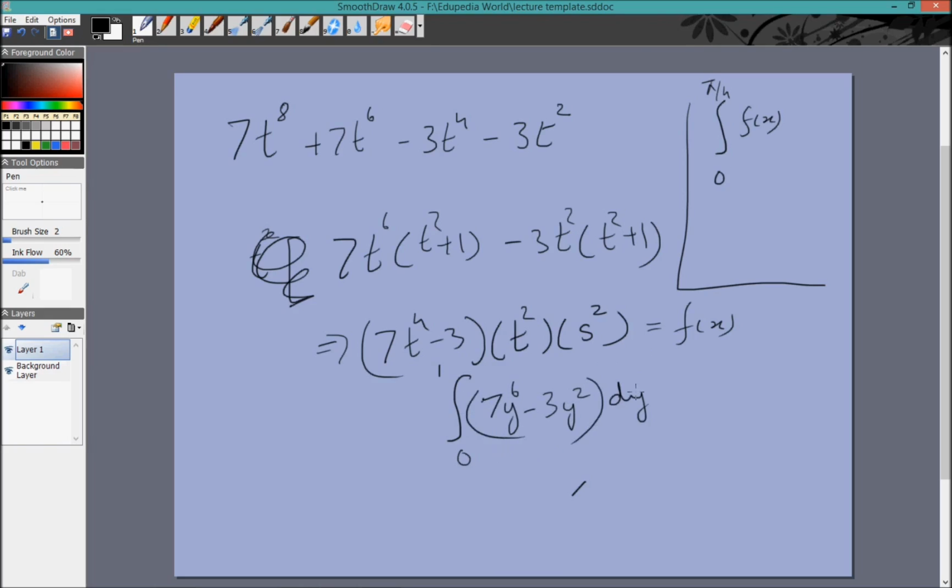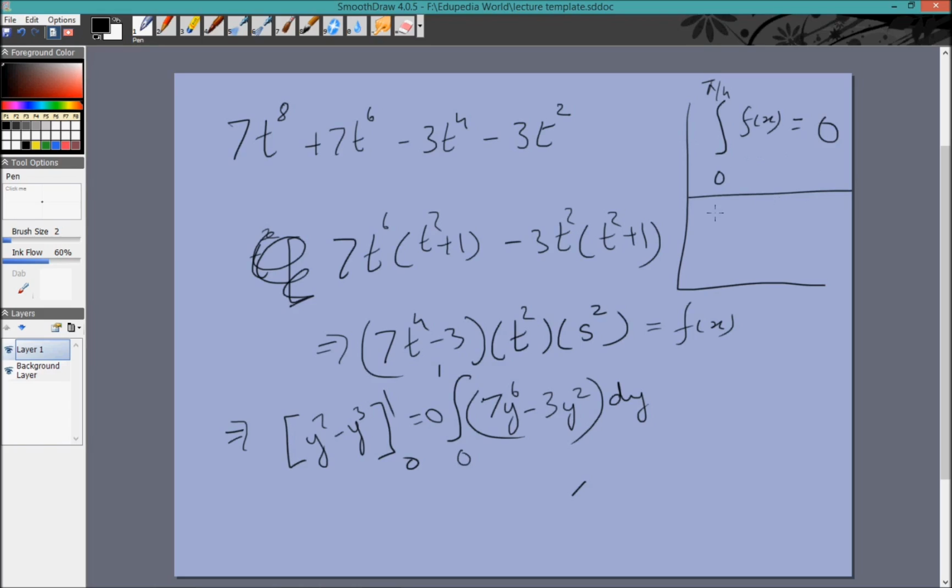So if you try to calculate that, it will be y to the power 7 minus y cube from 0 to 1, right? Which will be 0 minus 0, which will be 0. So we found out that this is equal to 0, right? That gives me a few options right away. Integral of f of x from 0 to pi by 4 is 0. So that makes option B correct straight away, right?